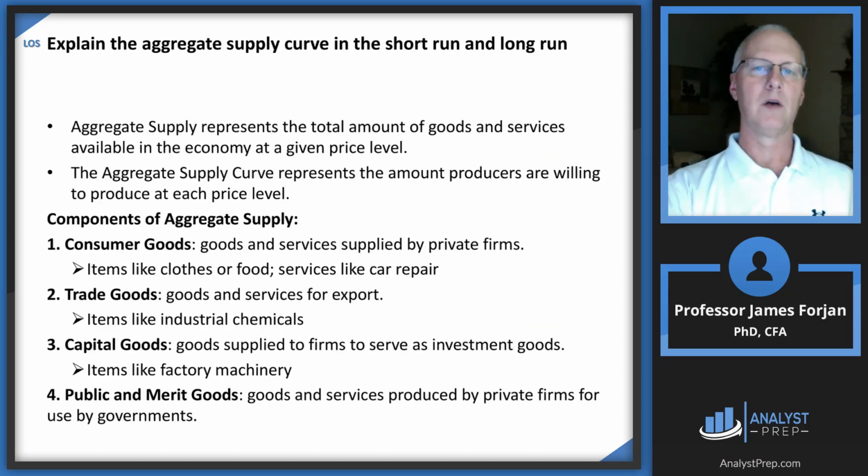Now, what about short and long run aggregate supply curve? So the aggregate supply represents the total amount of goods and services available in the economy at a given price level. Now, the aggregate supply curve represents the amount producers are willing to produce at each price level. So the components of aggregate supply are things like consumer goods, trade goods, capital goods, public and merit goods. All right, so combine all of those to get aggregate supply, total amount of goods and services.